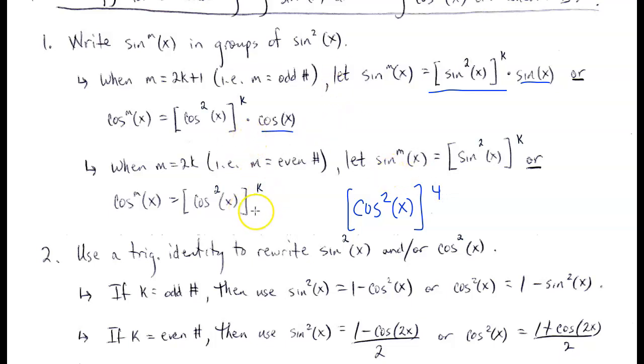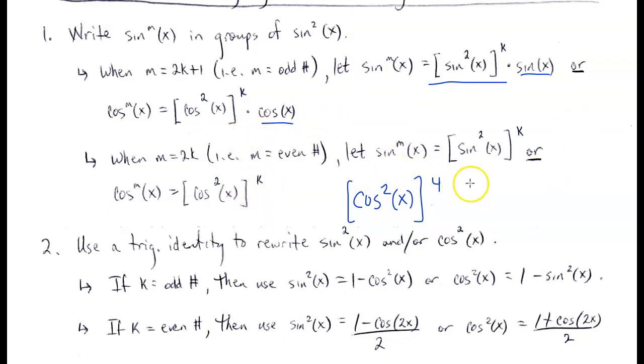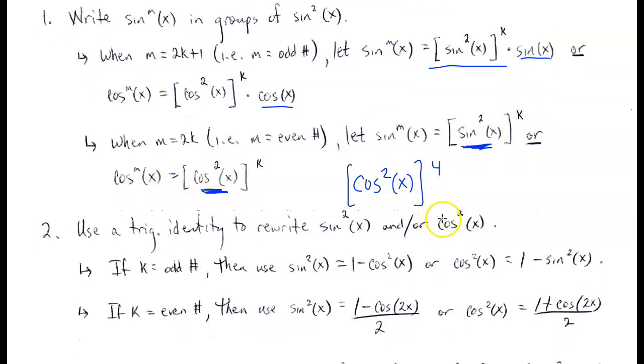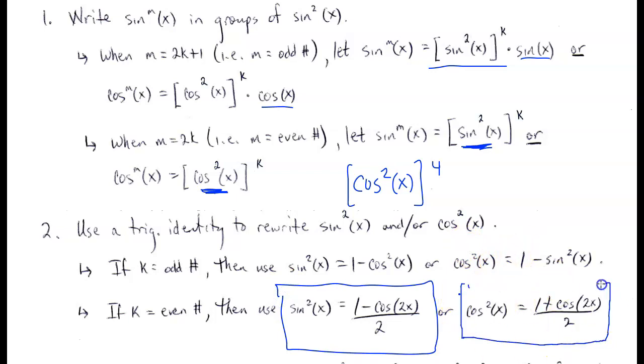Okay, now once we do that, then we just use our reduction formula for either sine squared or cosine squared, depending upon the one that we're having to deal with here. And of course, our reduction formula for sine squared, we know that that's going to be 1 minus cosine of 2x all over 2. And for cosine squared, it's going to be 1 plus cosine of 2x all over 2. And of course, we use those to be able to rewrite this.